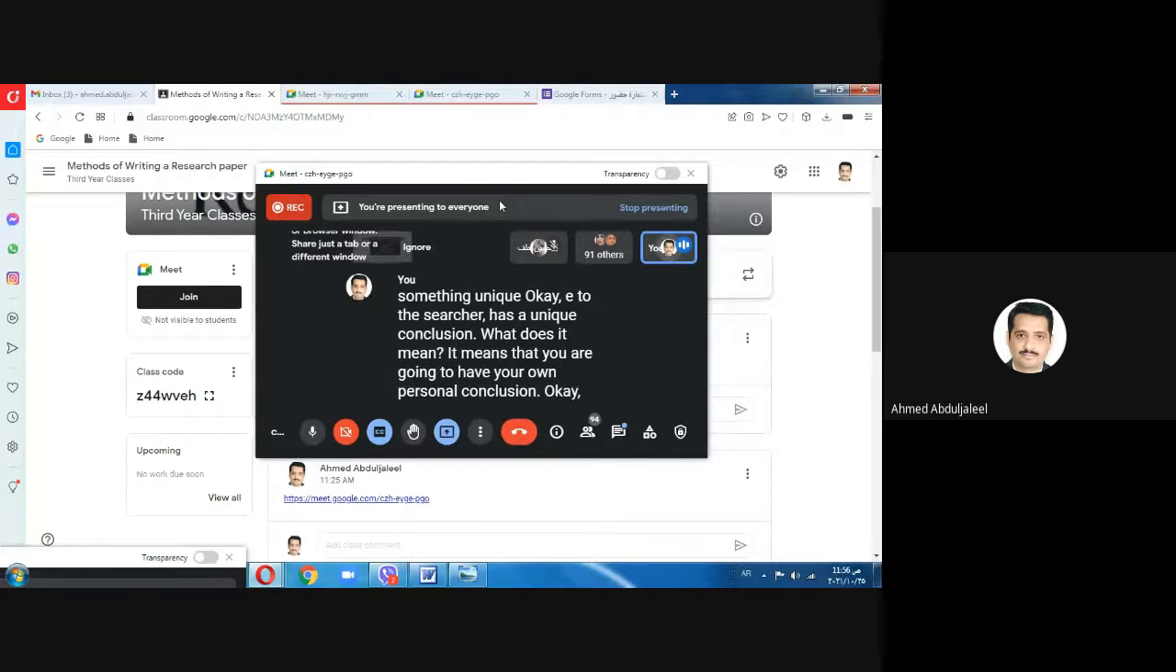So this is one of the things that you are going to have in the research. In a report, for example, you are not going to have a conclusion. You only gather or collect information, and you present them, and that's it. But in research writing, you are going to have a conclusion, and this is something unique. That is your, let me say, novel writing. What does it mean? It is something related to you.